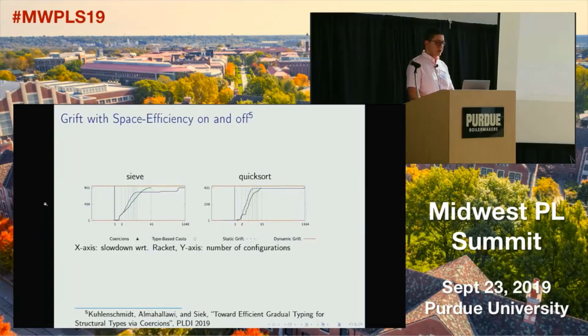One of our recent results shows that in very simple benchmarks like Quicksort and Sieve, for some of the configurations of the partially typed code, we can see more than 1,000x slowdowns.